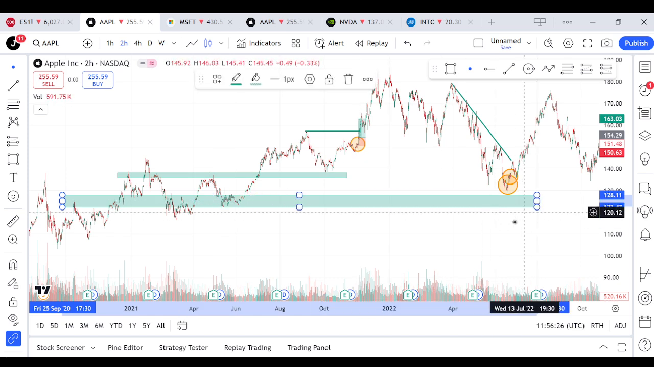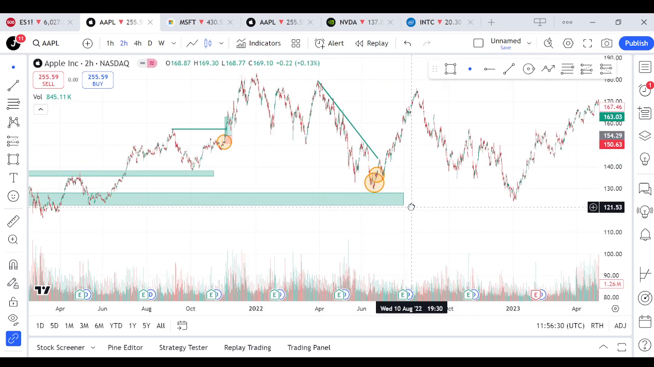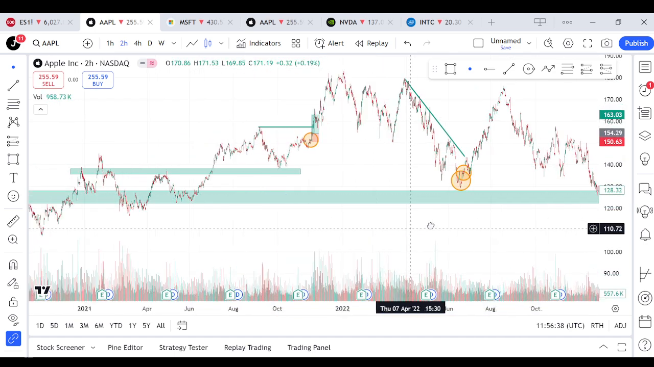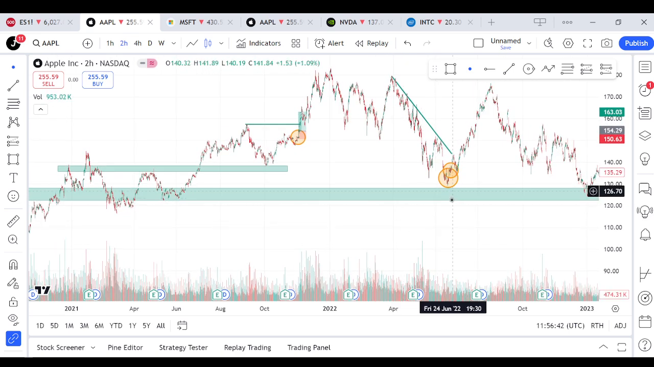If you extend it to the right, you can see price is at support, and we should be looking to take buy entries from here. Okay, price actually came back later to tap into that key level right here. So we should be looking to take buy trades from here.